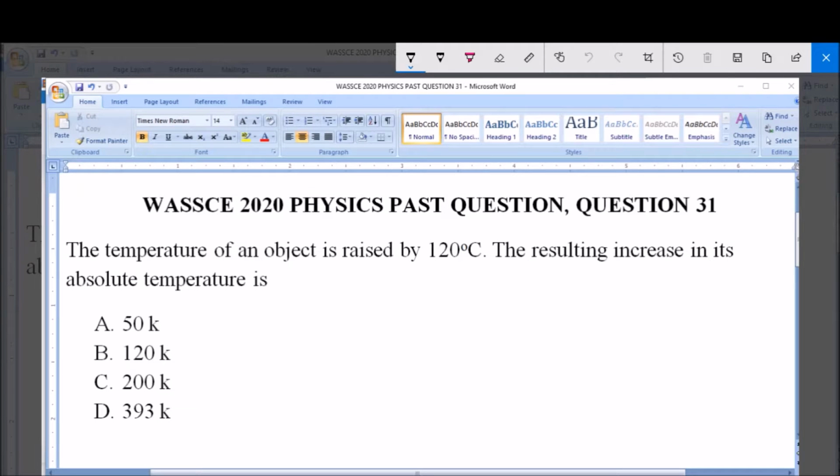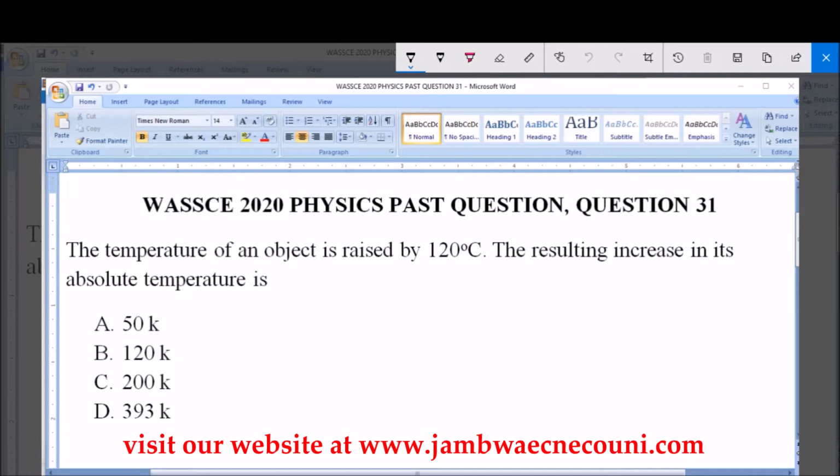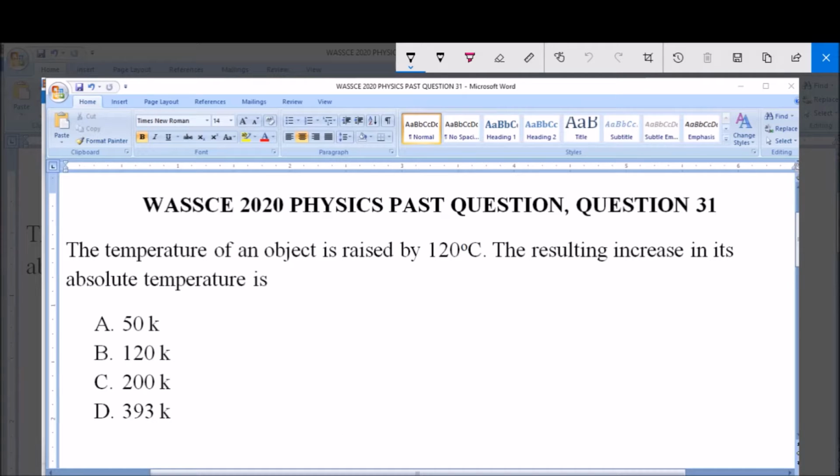I will be answering WASSCE 2020 Physics Past Question 31. The temperature of an object is raised by 120 degrees Celsius. The resulting increase in its absolute temperature is A. 50 Kelvin, B. 120 Kelvin, C. 200 Kelvin, and D. 393 Kelvin.